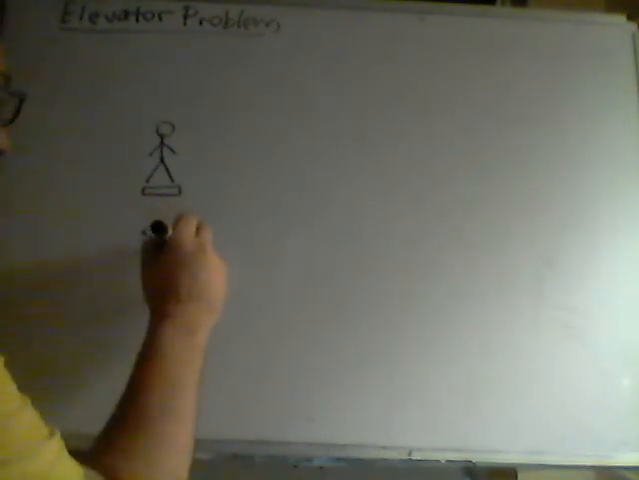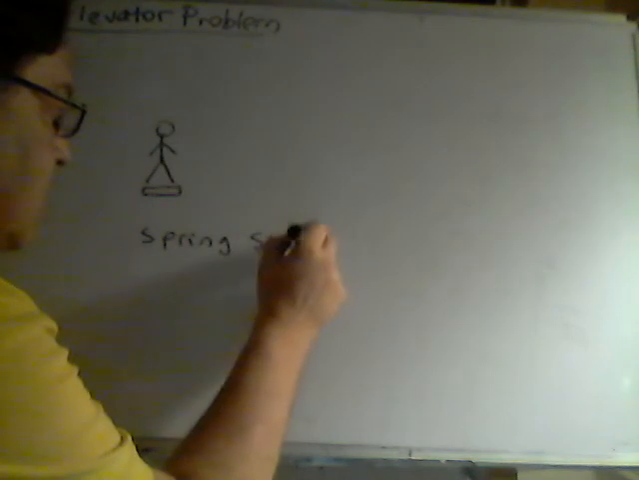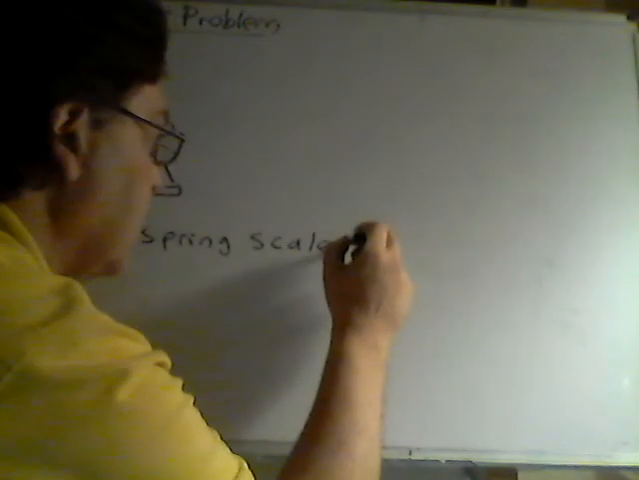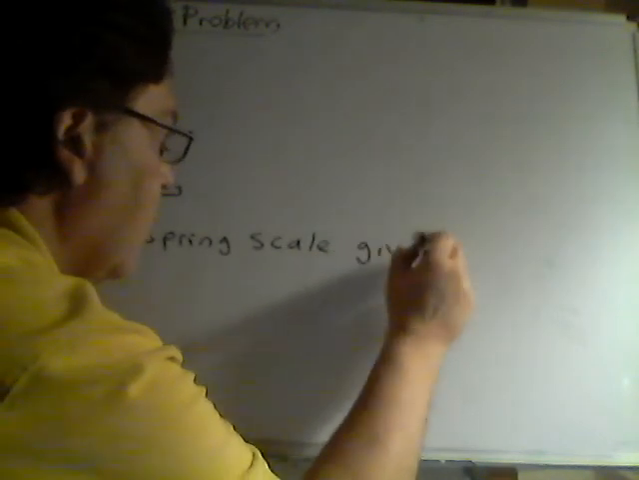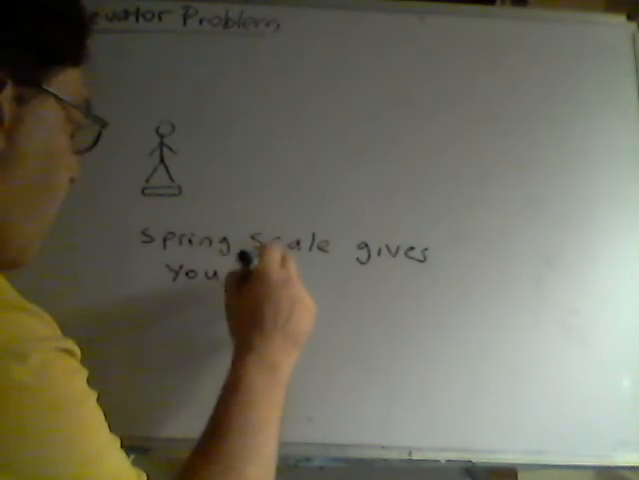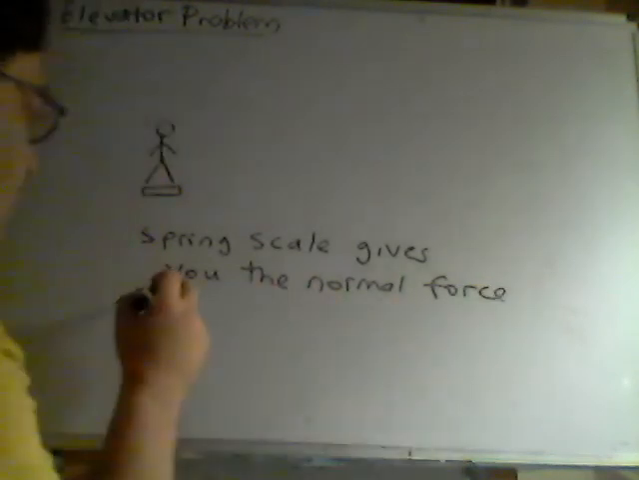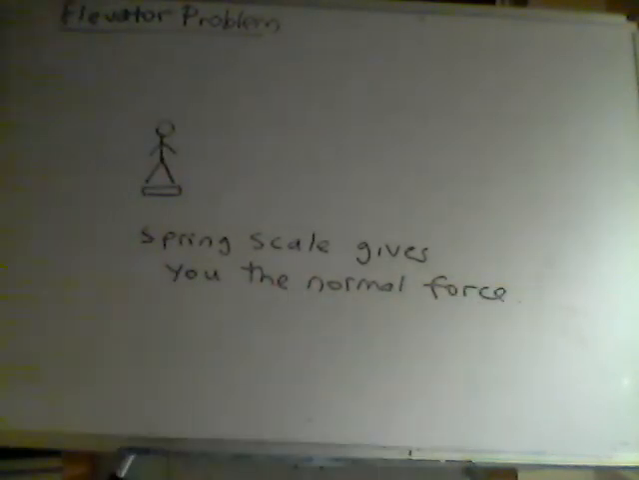The spring scale really does not give you your weight. It gives you the normal force, basically of the scale pushing back on you. So it turns out that the normal force in this particular case is mg, so it really is giving you your weight. But if you really want to be exact about it, the spring scale is actually giving you a reading which is your normal force.